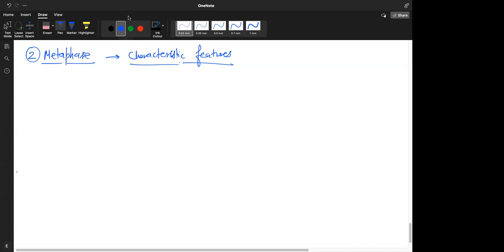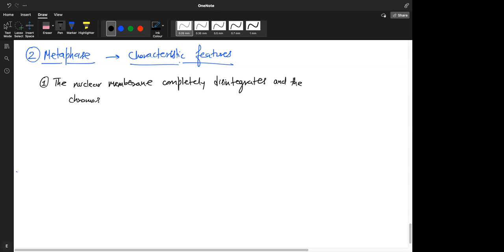Now write down the first thing: the nuclear membrane completely disintegrates, and the chromosomes are spread out in the cytoplasm at the beginning of metaphase.